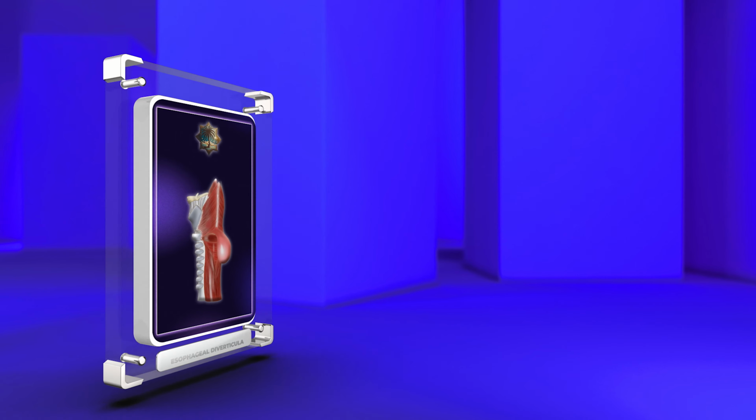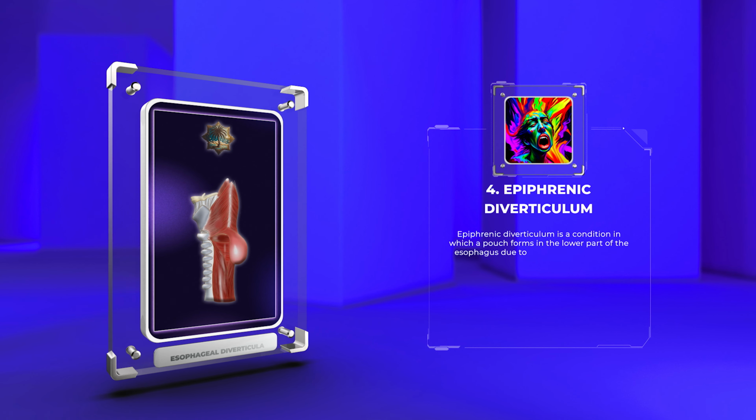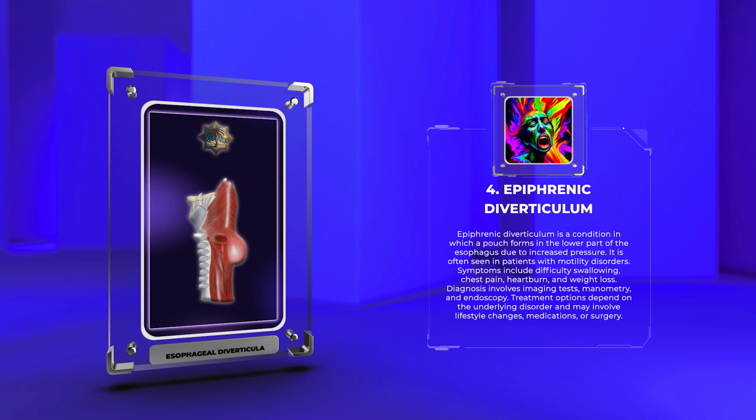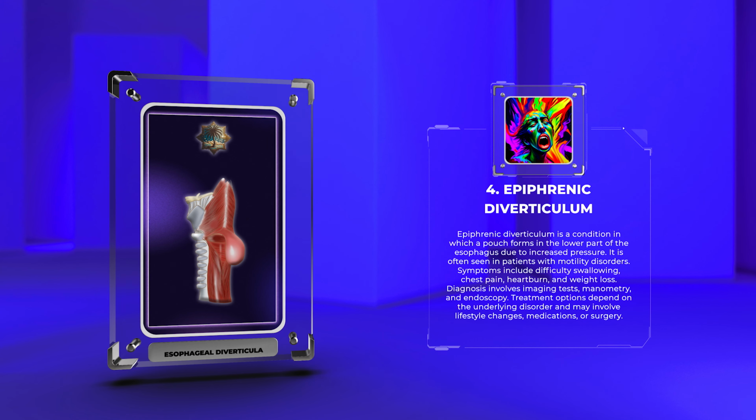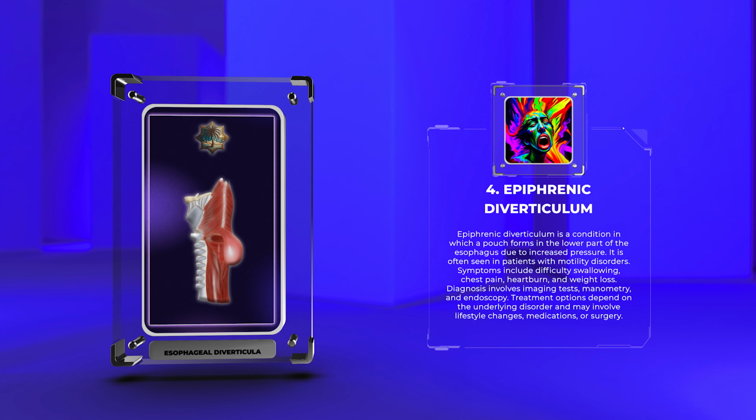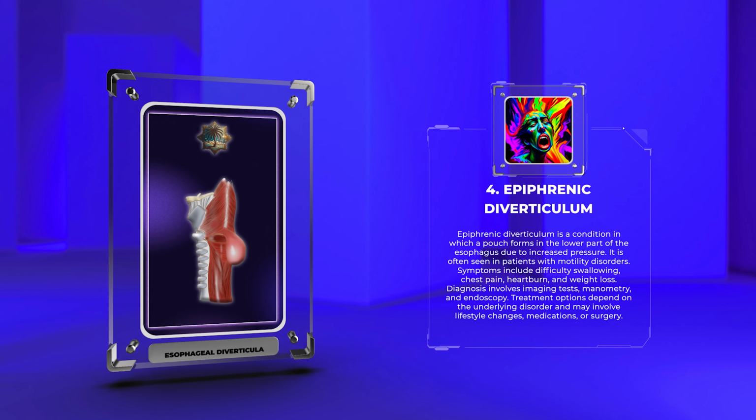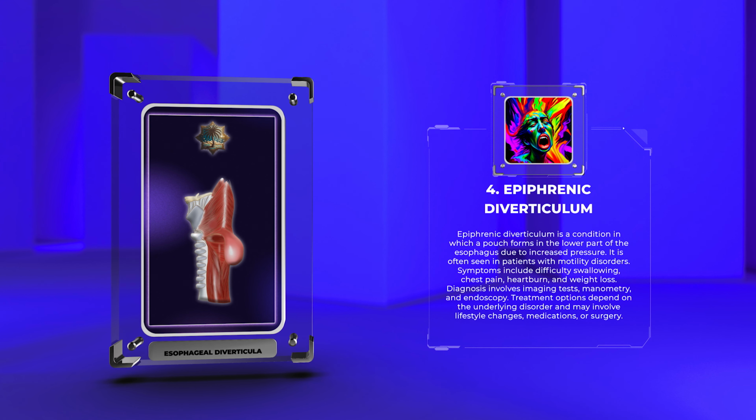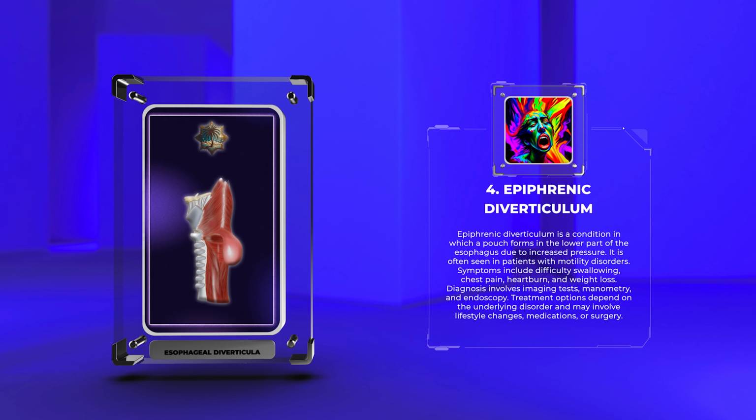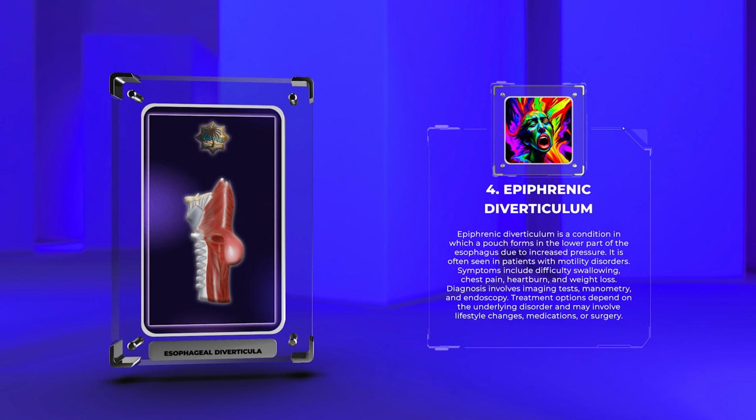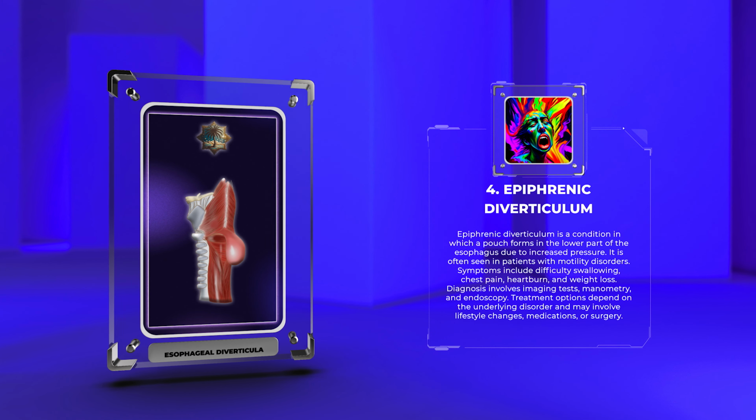Epiphrenic diverticulum is a condition in which a pouch forms in the lower part of the esophagus due to increased pressure. It is often seen in patients with motility disorders. Symptoms include difficulty swallowing, chest pain, heartburn, and weight loss. Diagnosis involves imaging tests, manometry, and endoscopy. Treatment options depend on the underlying disorder and may involve lifestyle changes, medications, or surgery.